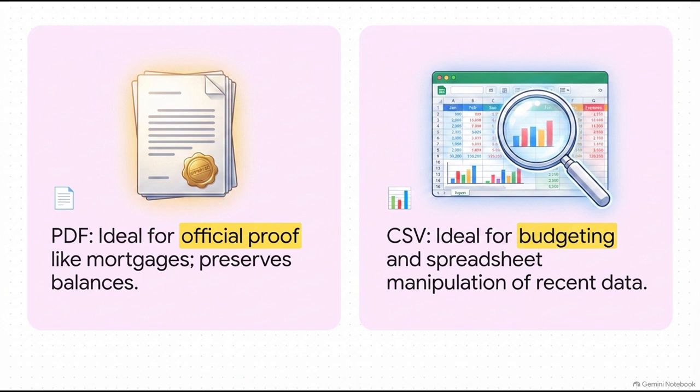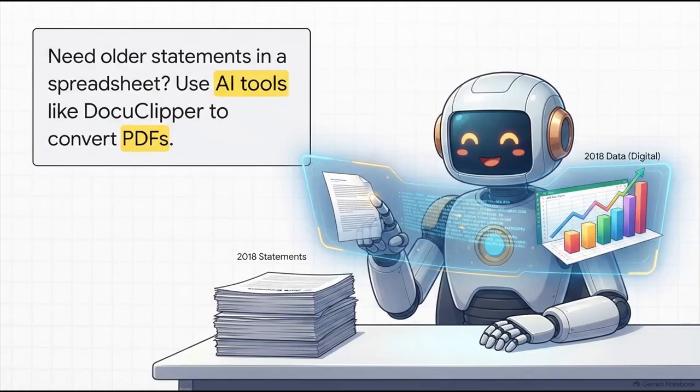On the flip side, if you're looking to crunch some recent numbers in Excel or Apple Numbers to, say, figure out exactly how much you spent on takeout last month, you'll want to go with the CSV format. That gives you the raw column and row data that spreadsheets love. But, well, there is a bit of a catch here. Ally generally only allows you to download your recent transactions as a CSV directly from their portal.